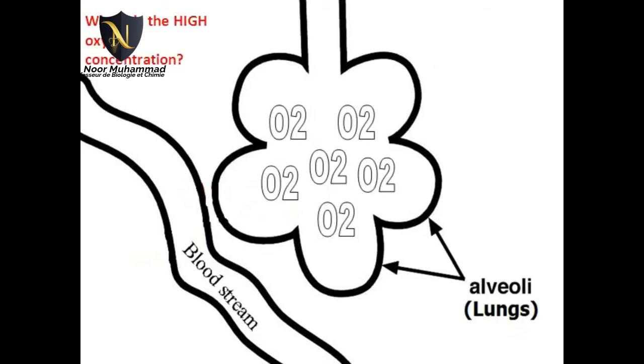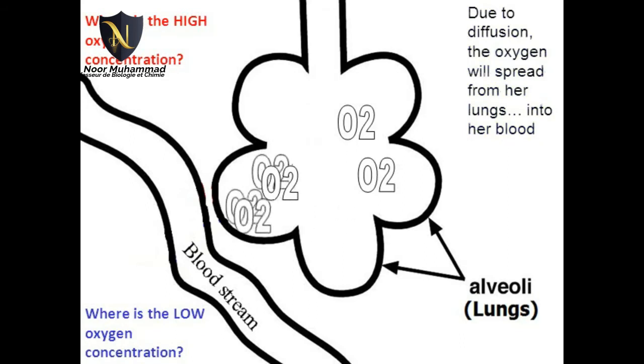And my question is, where is the high oxygen concentration and where is the low oxygen concentration? I hope you can see the high oxygen concentration is in the alveoli and the low oxygen concentration is in the bloodstream. So due to diffusion, oxygen will simply move from a high to a low concentration. So now that there's oxygen in the bloodstream, how does that oxygen get spread around the body?